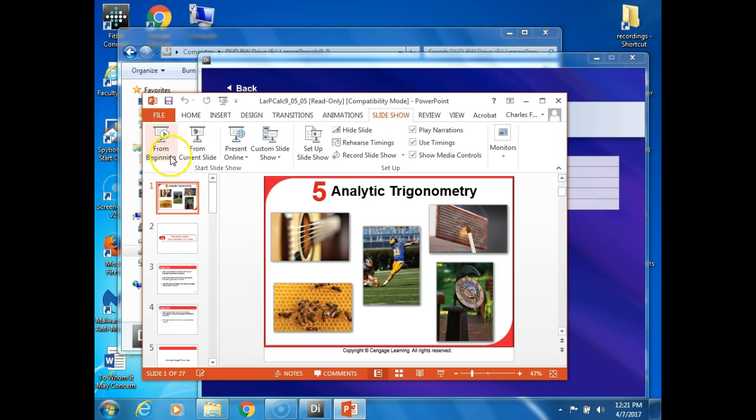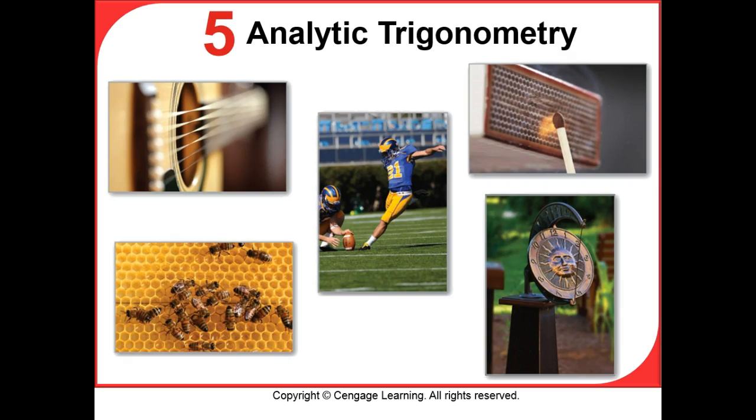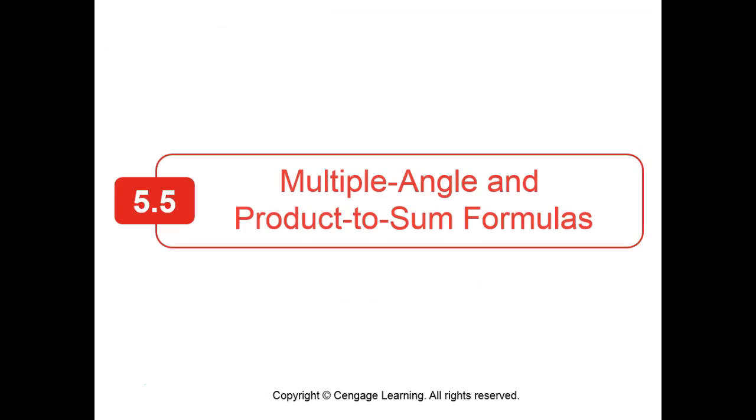We'll start outside of the slideshow from current slide. And this is where we begin. Any questions about what we've done so far? Okay. Well, Chapter 5 is still Analytic Trigonometry, and we are in the last section. At the end of this section, I can give you your test. But multiple angle and product to sum formulas. Now we'll also have sum to product formulas, okay?